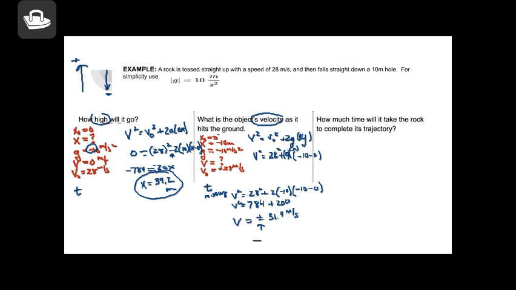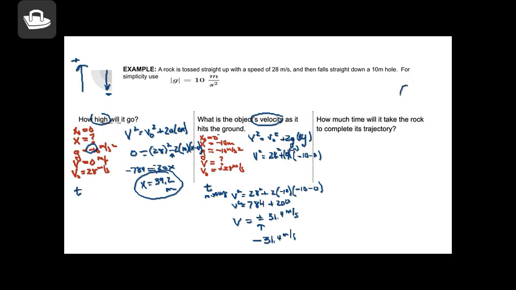All right, now we seem to be concerned about time. So we're going to look at time. How much time does it take the rock to complete its trajectory? So that means the whole up and the down part. Well, I know an initial velocity and I know a final velocity. I can list those because I solved for it in my previous part.